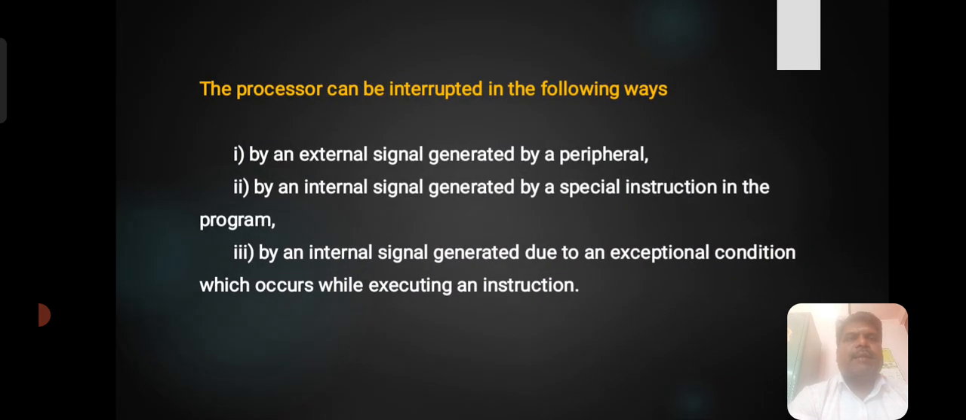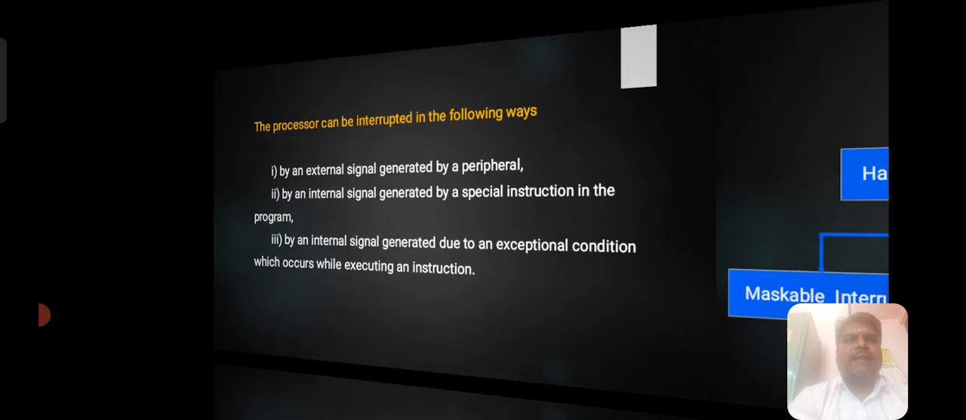The processor can be interrupted in the following ways: by an external signal generated by a peripheral, by an internal signal generated by a special instruction in the program, or by an internal signal generated due to an exceptional condition which occurs while executing an instruction. So these are the three ways an interrupt can disturb the 8086 microprocessor.